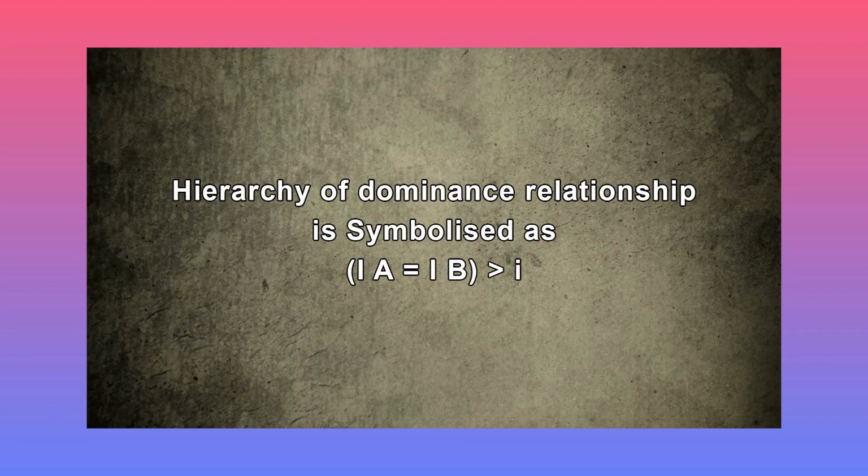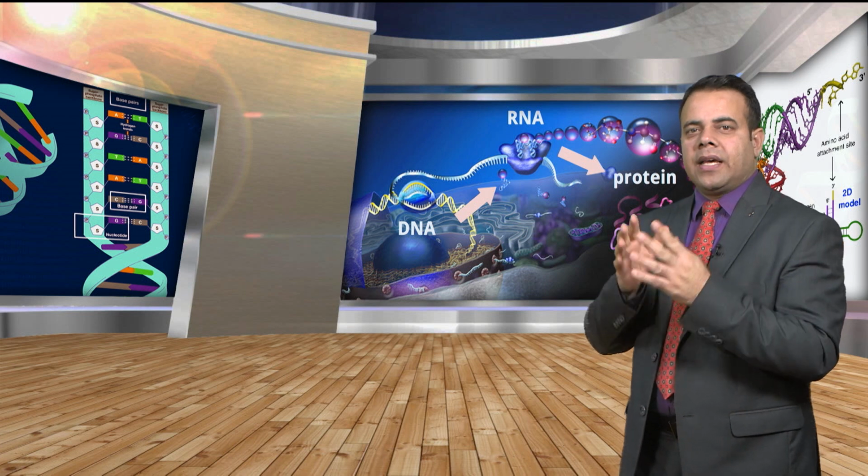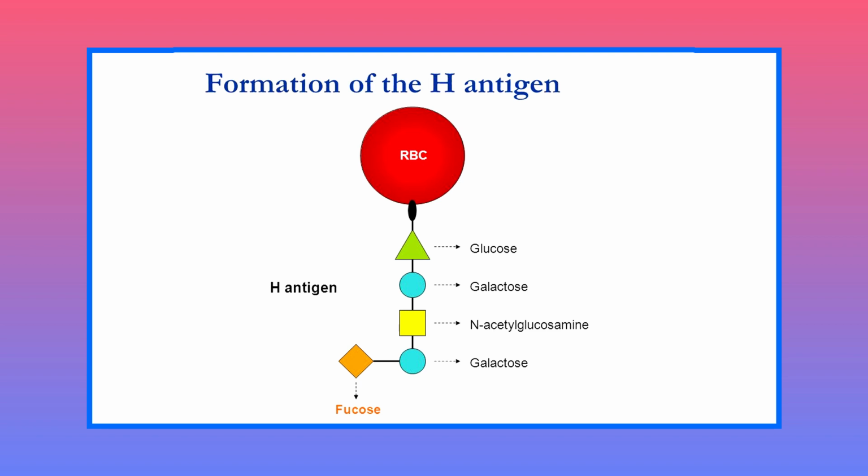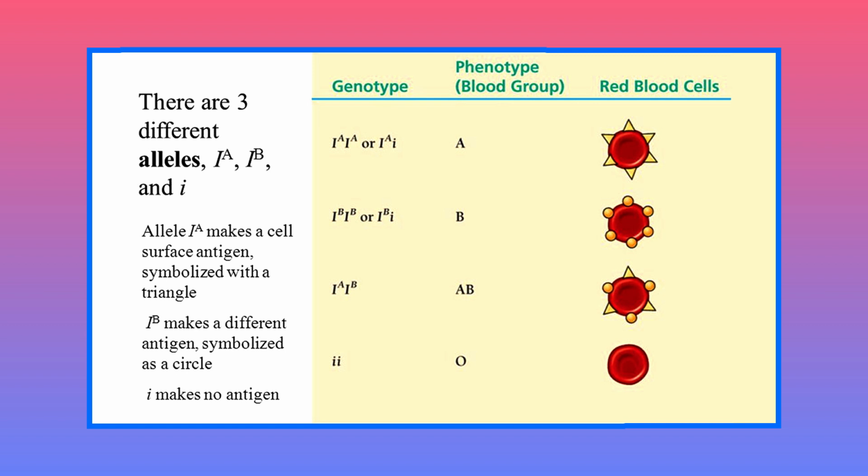Both IA and IB are completely dominant to the allele small i. The hierarchy of dominance relationship is symbolized as IA equals IB and is always greater than small i, which is recessive. The red blood cells have antigens on their surface. One of these antigens is the H antigen that is controlled by three alleles, that is IA, IB and small i. Both IA and IB are dominant alleles that when expressed produce enzymes that modify the H antigen. IA particularly adds N-acetyl galactosamine, whereas IB adds galactose to the H antigen.